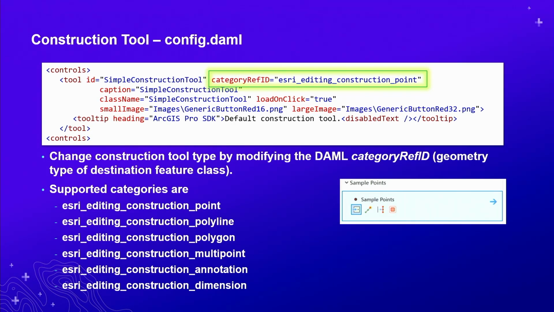The key thing here is that in the DAML file for the tool, it places an attribute called category ref ID, and this is what determines where this construction tool will show up, under what type of template for the layer, for the geometry for the layer. It defaults to Esri editing construction point, which means it'll show up under all the point editing templates. To change that to the type of geometry that you want to create, obviously just change that category ref ID to one of those supported categories, as we can see in the bottom there.